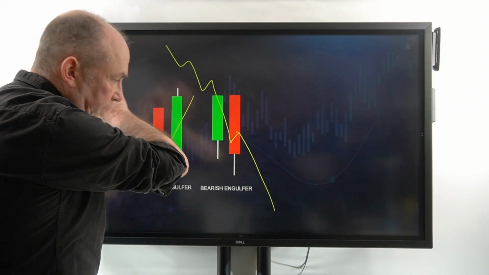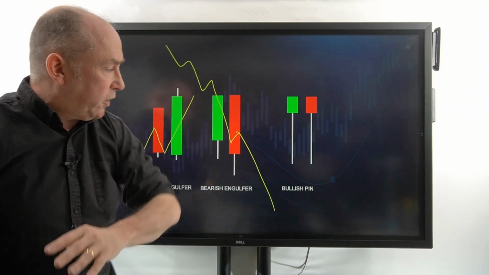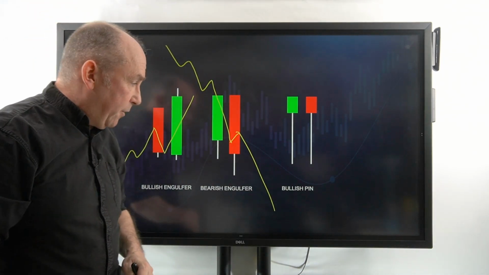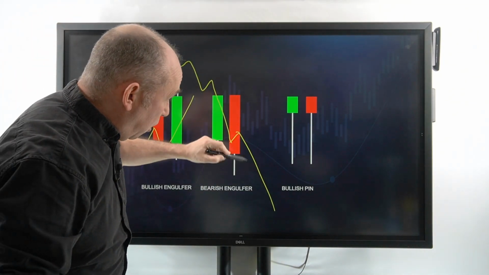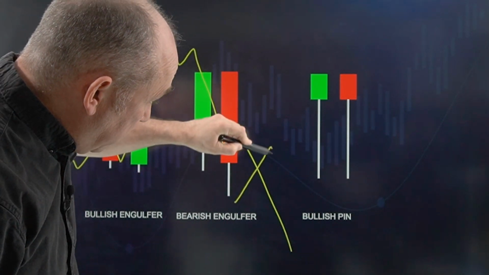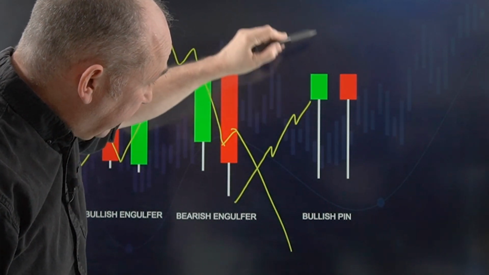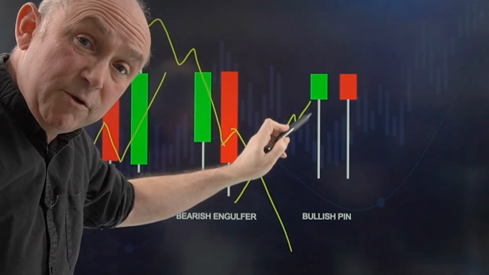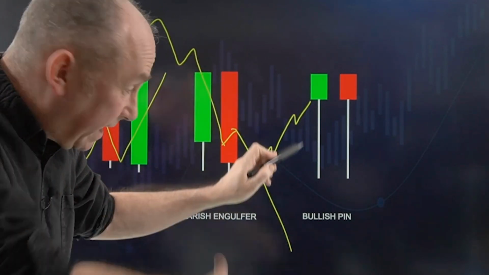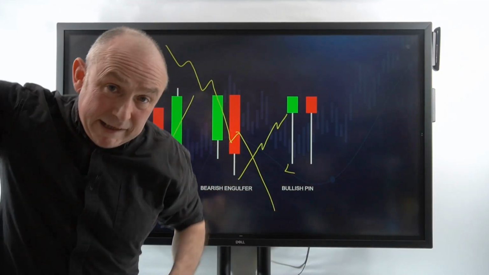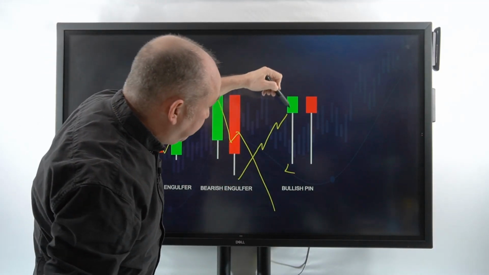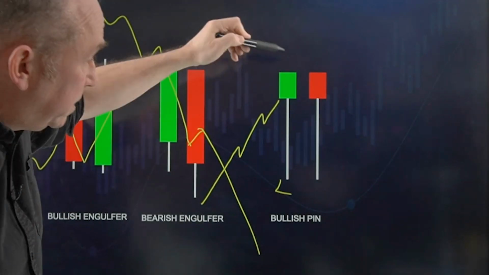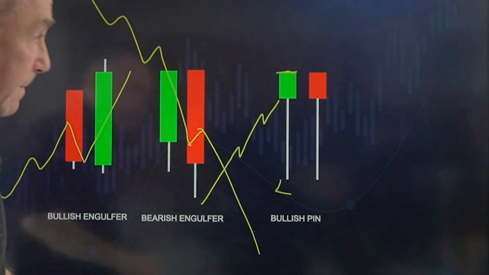So you've got the bullish engulfer, you've got the bearish engulfer, then of course you've got the bullish pin and the bearish pin. Bullish pin, here you've got the markets trading up, then you have this big wick candle. That means the sellers are in control. The sellers push the market down to a new low down here, but then the buyers come back in and push this price higher than where it opened up here. This is a bullish pin bar.